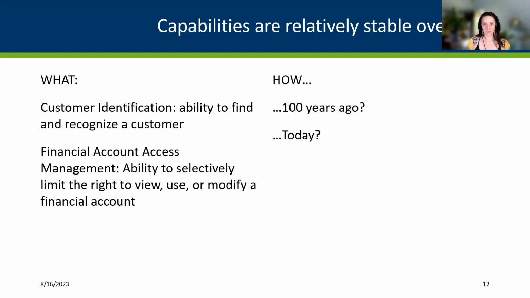100 years ago, yeah, we had a lot more money in banks locked up. And we had a lot less biometrics to determine whether you're authorized to access an account. We didn't worry about scrambling information to send over the web, but we did still need the ability to selectively limit the right to view, use, or modify a financial account.